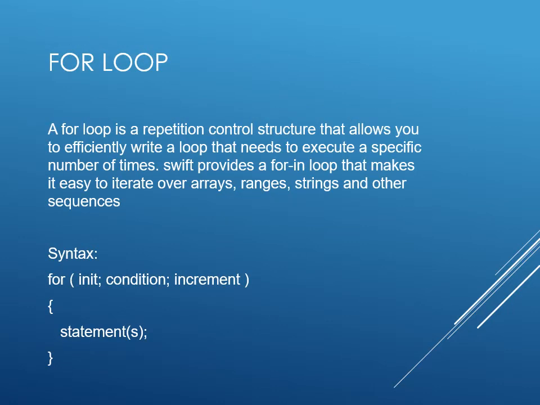Now the next loop statement is the for loop. A for loop is a repetition control structure that allows you to efficiently write a loop that needs to execute a specific number of times.